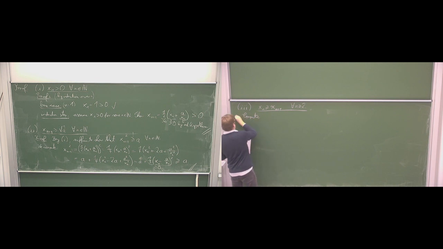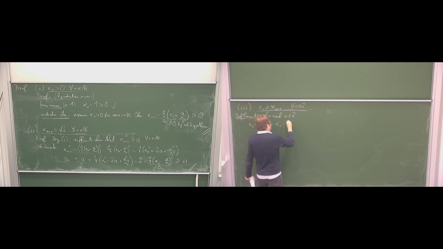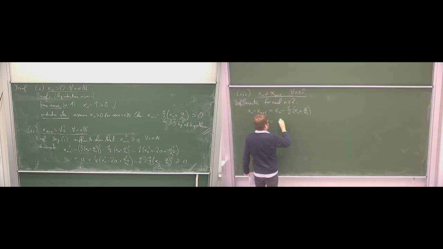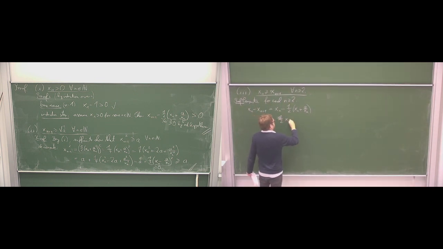So proof of this. Oh, sorry, should write it a little bigger. Compute for each n at least 2. Okay, compute the difference between x_n and x_{n+1}. So we need to show that this is bigger than or equal to 0. Let us write this down. This is x_n minus, by the recursion, 1/2 of (x_n plus a over x_n). Okay, and if we multiply this and subtract from there, we get that this is the same as 1/2 x_n minus a over 2x_n.